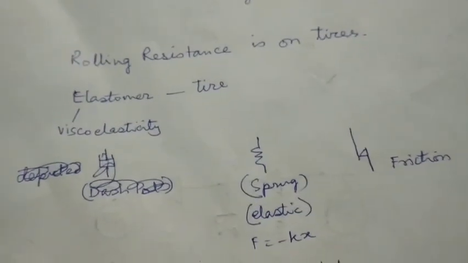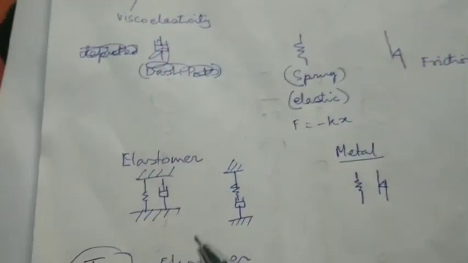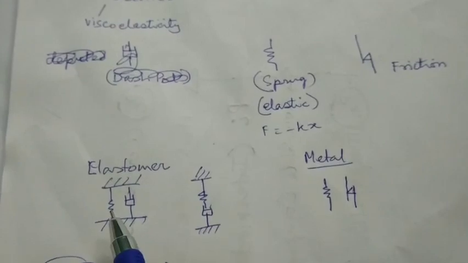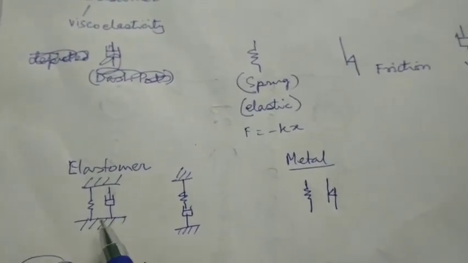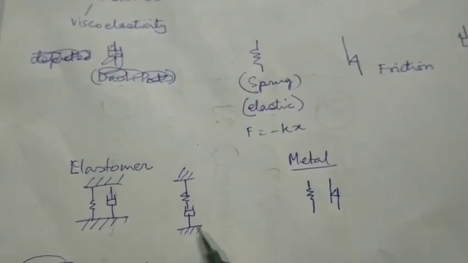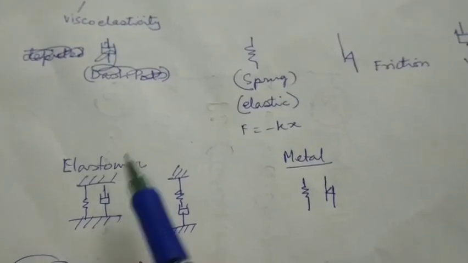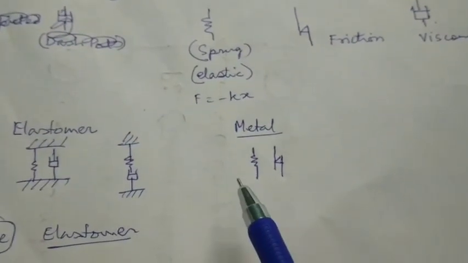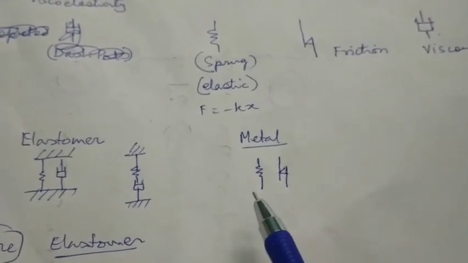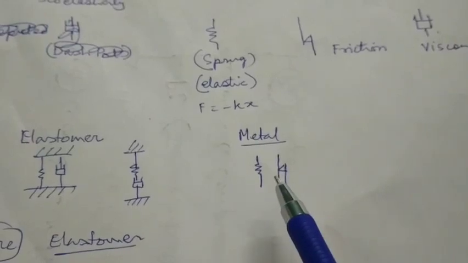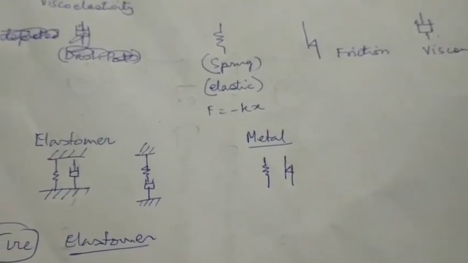So if we want to define an elastomer, an elastomer is a combination of elastic material as well as viscous material. If these two are there either in parallel or in series, this type of material representation is known as elastomer. Similarly, we can define any metal with the help of its elastic property and its frictional property, and this type of representation in series and in any combination will be known as metal. So these are different methods of representing materials.